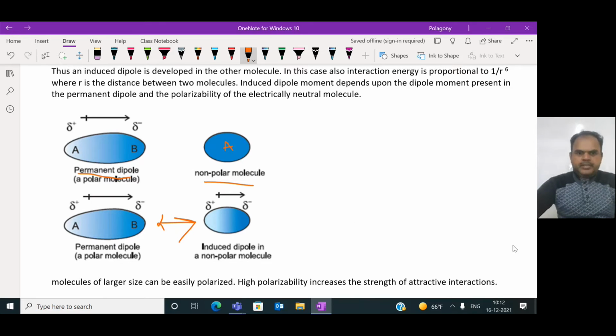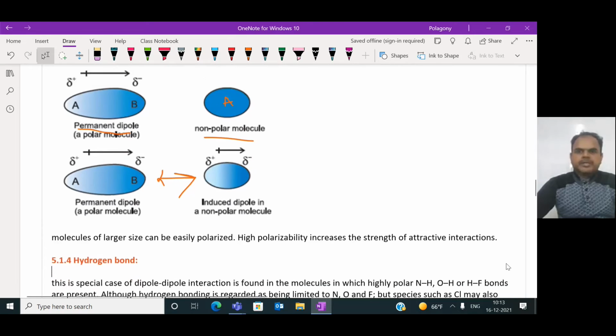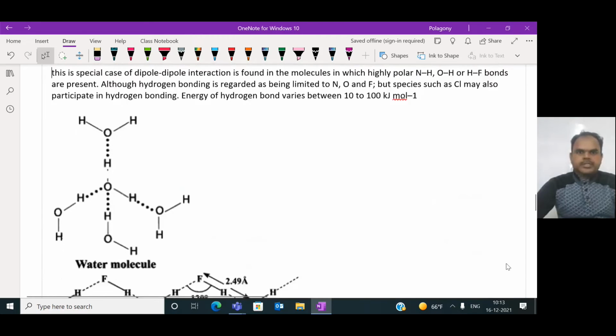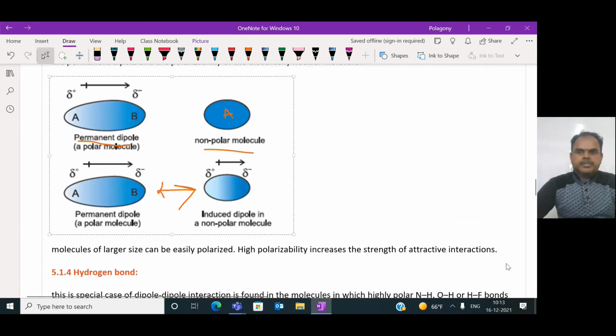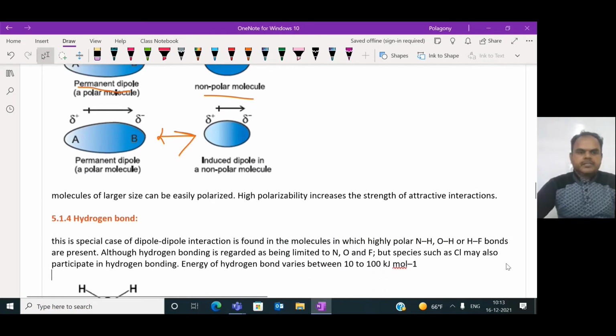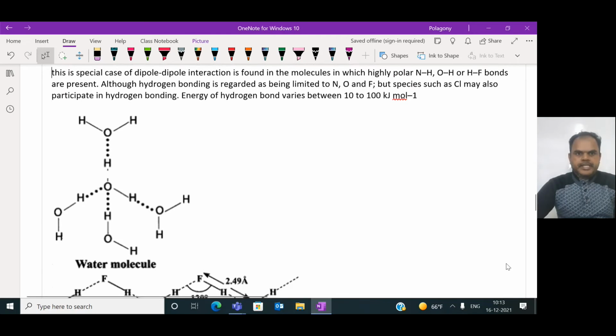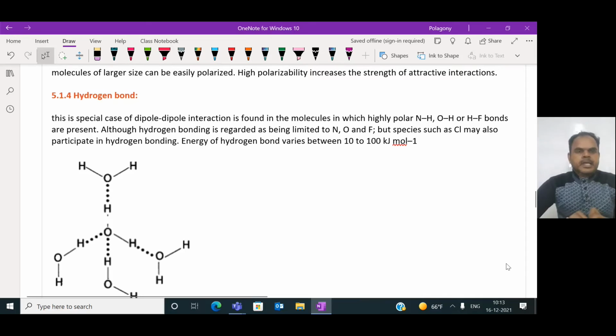So the molecules having larger size are easily polarized. The polarizability depends upon the strength of the attraction forces. And the last one, intermolecular forces, is about the hydrogen bond. This is also one type of van der Waals force, and it is a special case of dipole-dipole interaction.